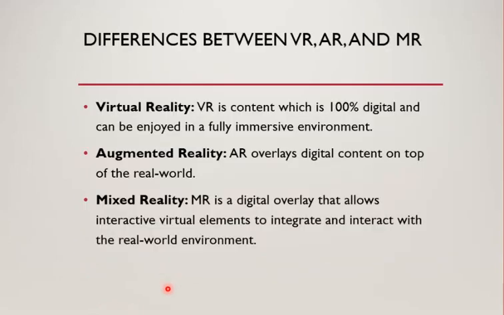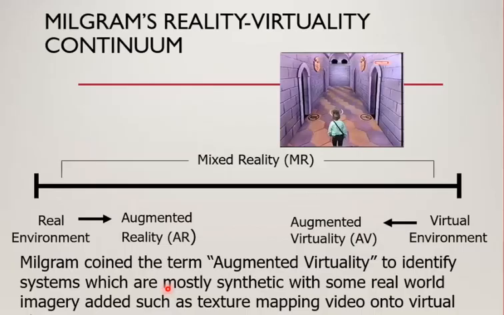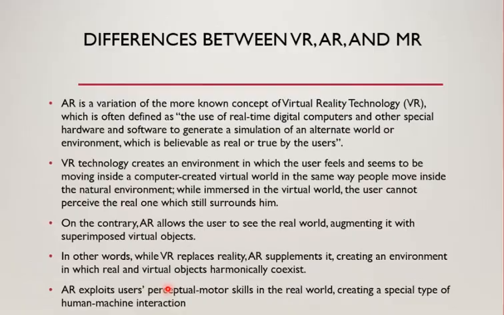What's the difference between virtual reality, augmented reality and mixed reality? Virtual reality is content which is 100% digital and can be enjoyed in fully immersive environments. Augmented reality is overlay digital content on top of the real world, whereas mixed reality is a digital world with interactive virtual elements that integrate and interact with the real world environment. So augmented reality is the variation of the more known concept of virtual reality technology, which is often defined as the use of real-time digital computers and other special hardware and software to generate a simulation of an alternative world or environment which is believable as real or true by the users.